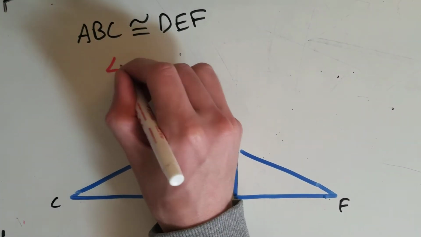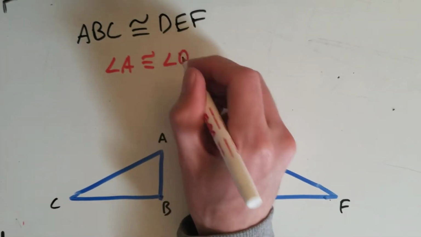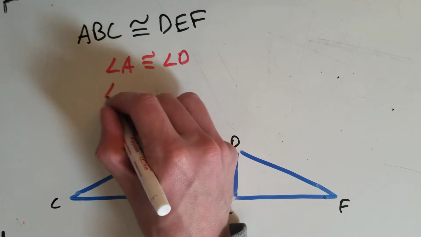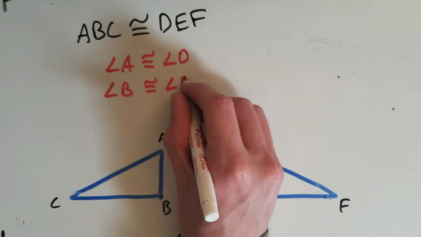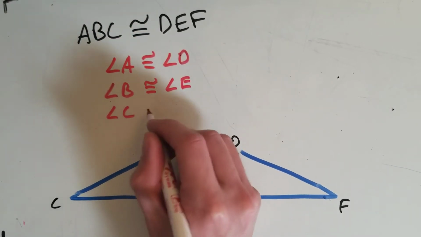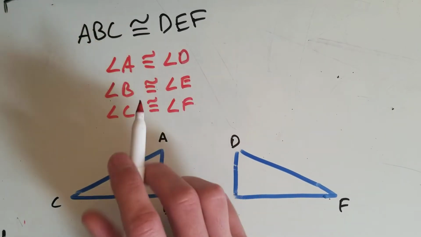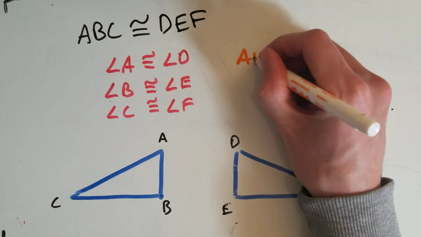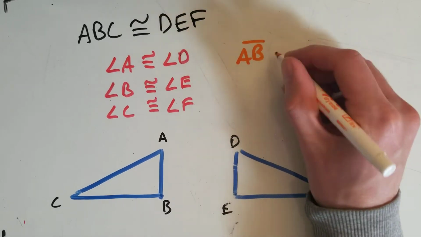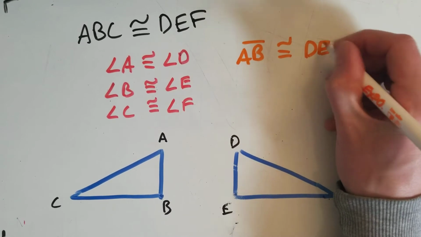We can say angle A is going to be congruent to angle D. And we can say angle B is going to be congruent to angle E. And we can say angle C is going to be congruent to angle F. And we know all this because of the order they're written in, they are the corresponding parts. We also can go further and do line AB. This line segment AB is going to be congruent to segment DE.